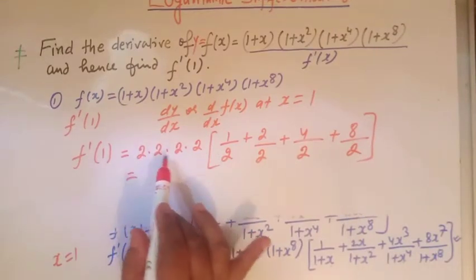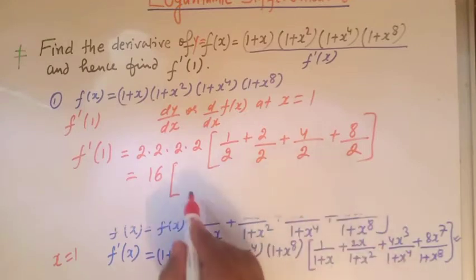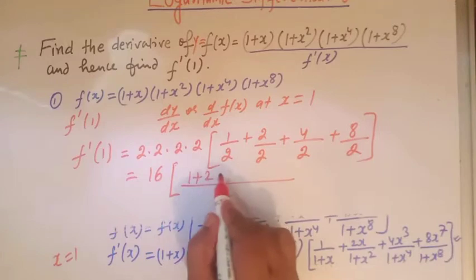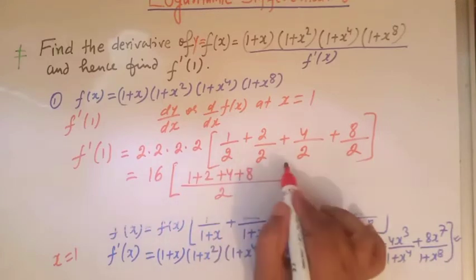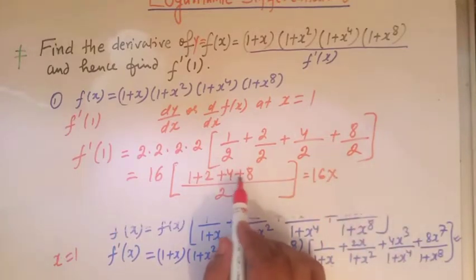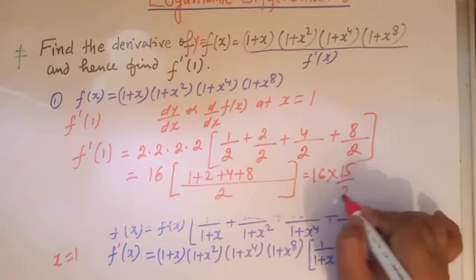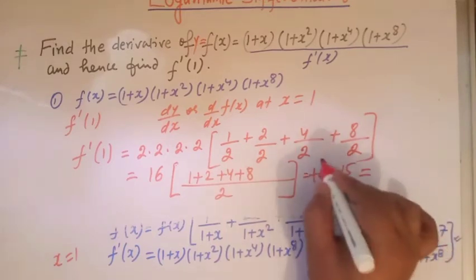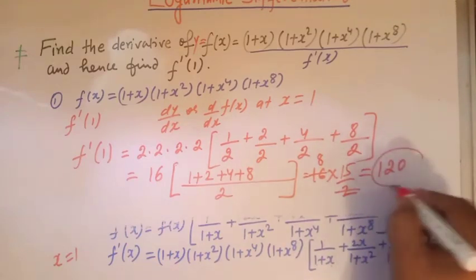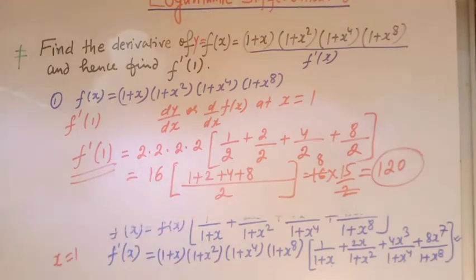This is 2 times 4 times 8 times 16, and if we take the LCM here, then we have 1 plus 2 plus 4 plus 8, right? And this is 16 times (8 plus 4 is 12, plus 3 is 15) over 2. And this is 8 times 15, which is 120. So this is the value of f prime of 1, right?